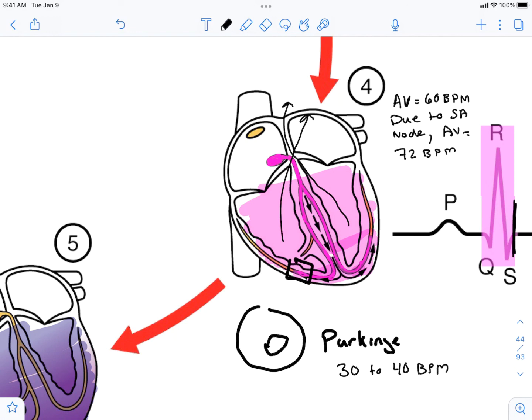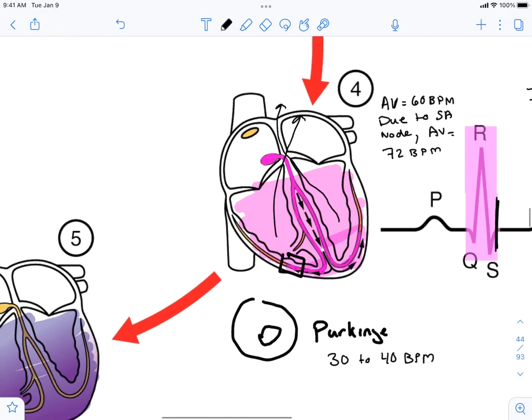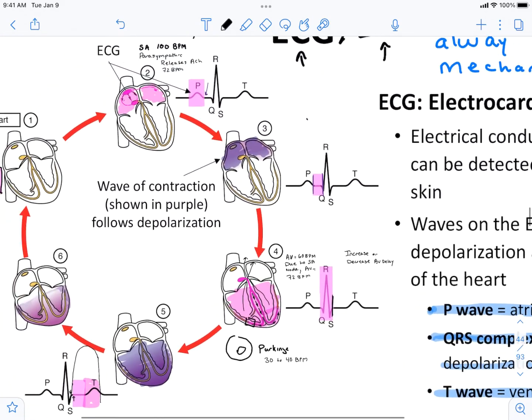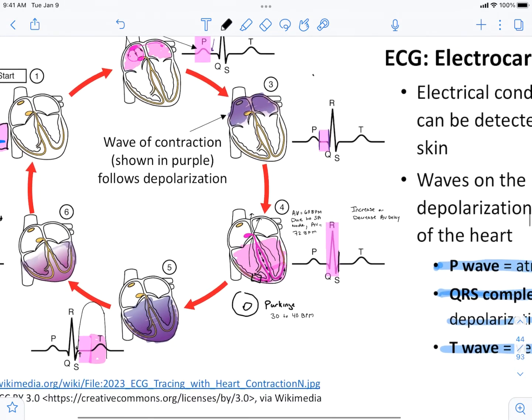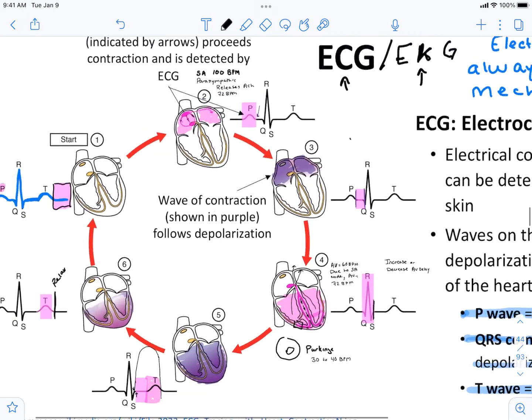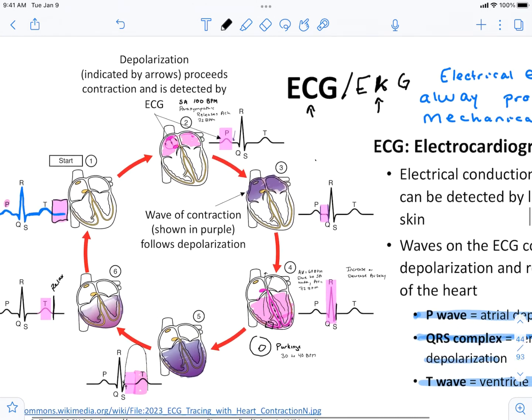And I want you to keep that in mind. 30 to 40 beats per minute, but they don't beat that slow because the signal from the AV node makes sure that they're beating in rhythm to give us a rhythm of about 72 beats per minute. So the lub-dub occurs every 72 beats per minute or so on the average individual. We'll come back to these pacemaker cells and talk about how that affects abnormalities that we might see in the ECG.